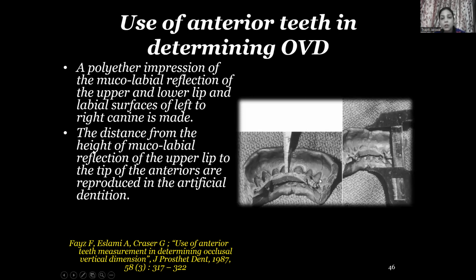This impression of this whole surface is made with the help of polyether impression material. We are making the impression from the mucolabial reflection of the upper and lower lip till the teeth. And this distance, from the height of the mucolabial reflection of the upper lip to the tip of the anteriors, is reproduced in the artificial dentition. Thus we will try to reproduce the same measurement obtained from the mucolabial reflection on the upper lip to the incisors in the artificial dentition.